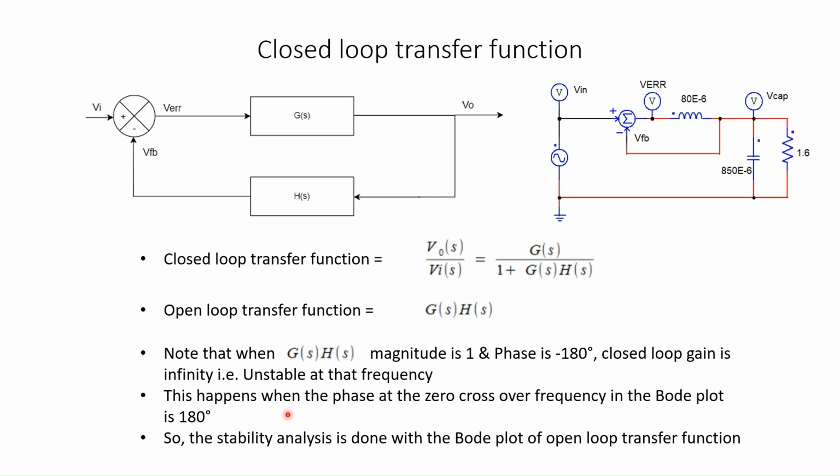So this happens when the phase at the zero crossover frequency in the Bode plot is 180 degrees. At zero crossover frequency, the magnitude is 0 dB, and if the phase is 180 degrees in the open loop transfer function G(S)H(S) plot, then the closed loop system is unstable. So the stability analysis is done with the Bode plot of the open loop transfer function.